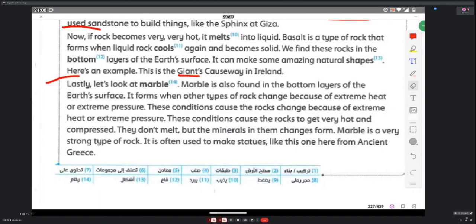We use "the" with the Earth's surface, and with the Giant's Causeway. We don't use "the" with ancient Greece because it's a country.